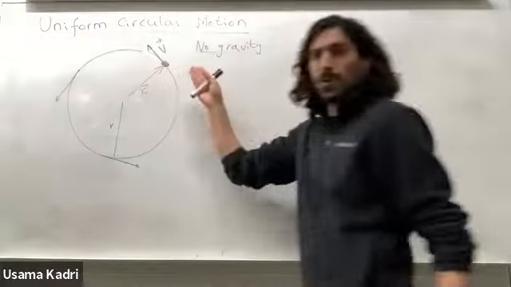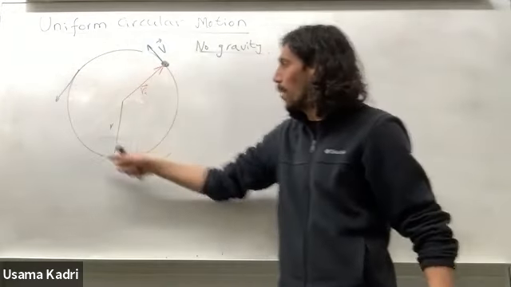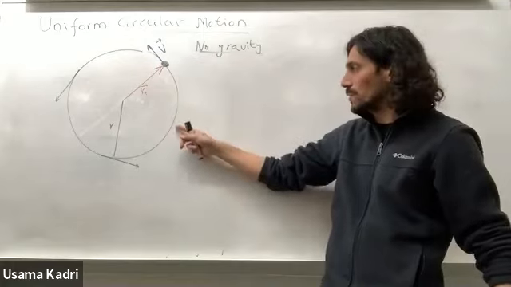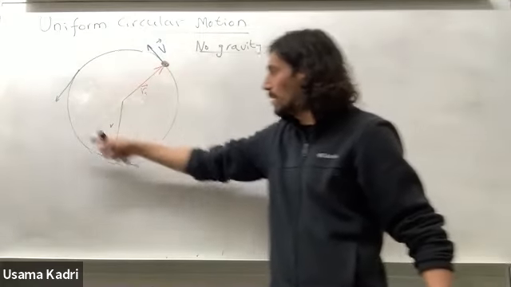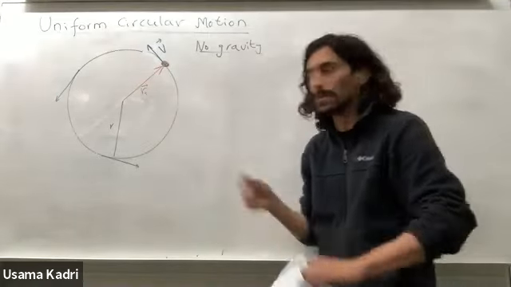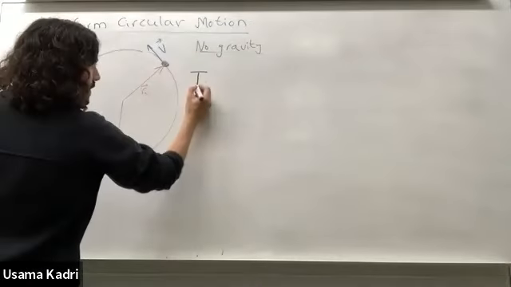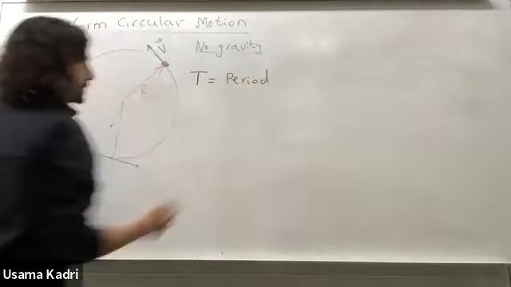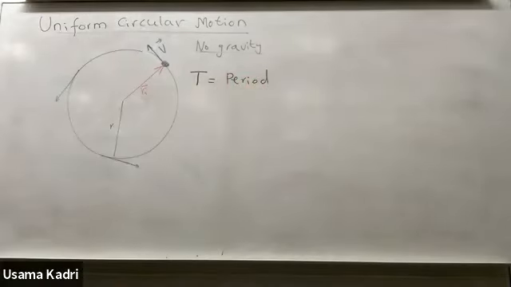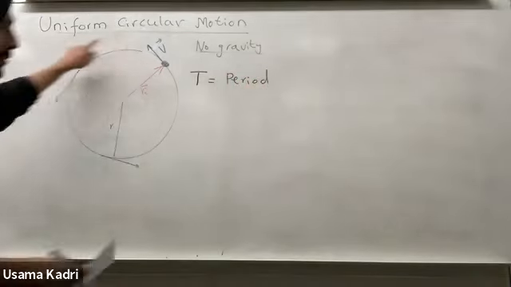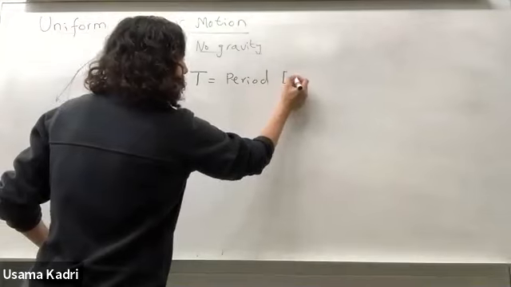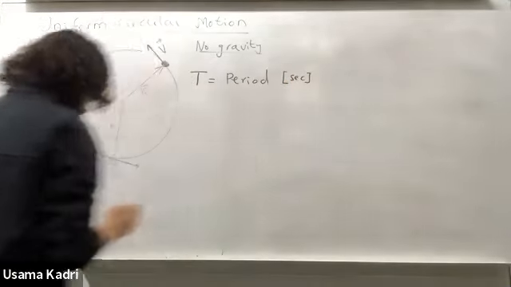Because this is a uniform motion, as the object makes one complete cycle, which means from any position that you choose, let's say from here, it goes around one time, that would be the period, okay? So T is the period. It's the time that takes the object to go around one time. And this is measured in seconds.